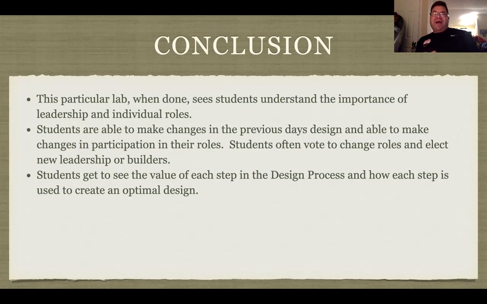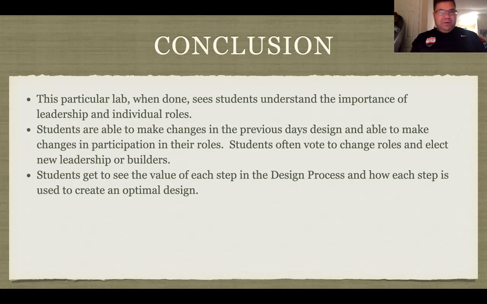Students get to see the value of each step in the design process and how each step is used to create an optimal design. That's really what I want them to get out of it. Why is the design process important, right? It's not just some dumb set of steps. It's a set of steps that leads you to conclusions and leads you to answers. And if you can't get to the next step or the next answer successfully, it allows us to back up using feedback to better understand how to move forward by going backwards, up, left, down, upright, whatever you want to call it. So the design process is important.